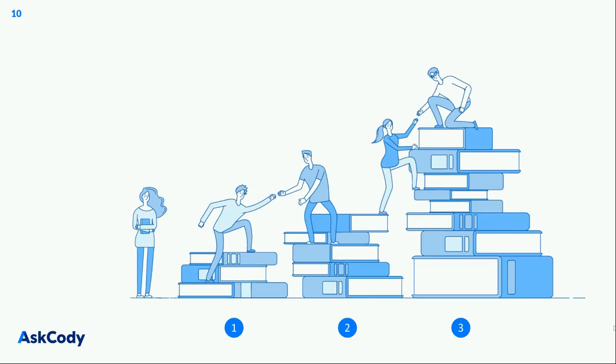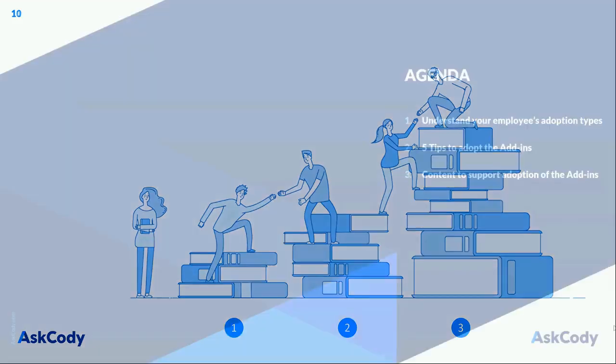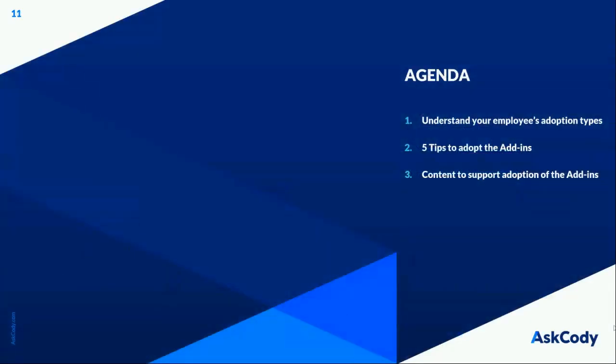But first, let's dig into the agenda laid out for this webinar. I'll start by giving you a little theoretical input about the different adoption types and how you can identify them in your organization. Then I'll move on to provide you with 5 tips to have in mind when planning for a successful adoption. And at the end, be a little bit more practical and take a look at what content we have to support the adoption of the add-ins.